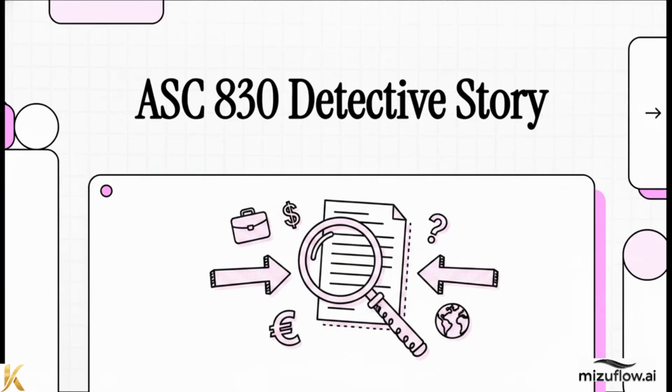Welcome to The Explainer. Today, we are stepping into what I like to call a high-stakes accounting mystery. If you've ever worked in a multinational company, you know that determining functional currency under US GAAP, specifically ASC 830, can be highly judgmental. It's kind of crazy, honestly.